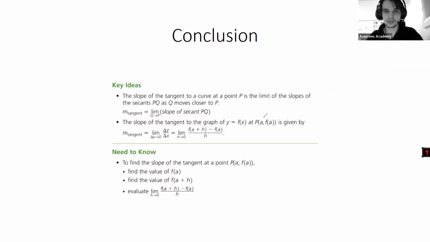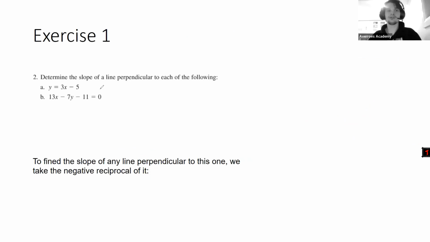So let's go ahead and solve some examples. Determine the slope of a line perpendicular to each of the following. Can you remind me the definition of a perpendicular line? Two perpendicular lines, what property do they share? Lines that make a 90-degree angle when they intersect. Okay. And what else?